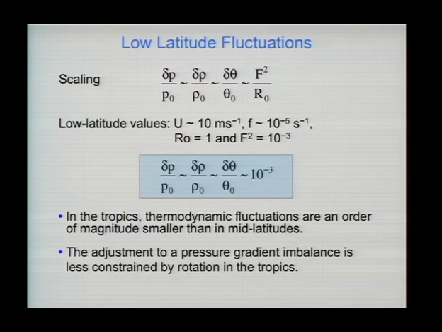So rotation imposes constraints on how the pressure field and the mass will adjust. In the tropics, the constraint is less. In other words, it's sloppier. The pressure field is going to be flatter.